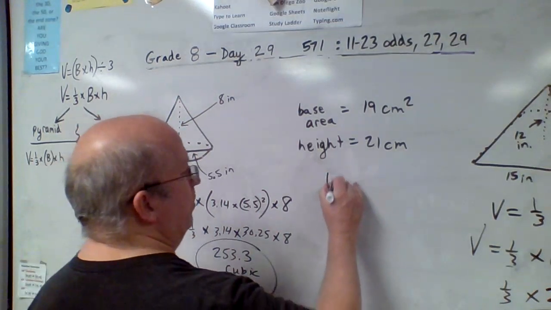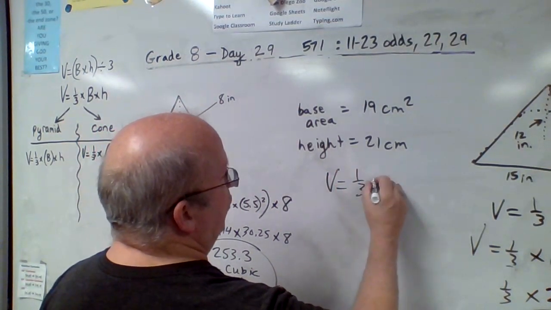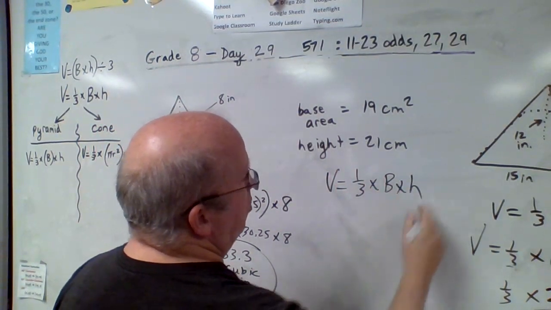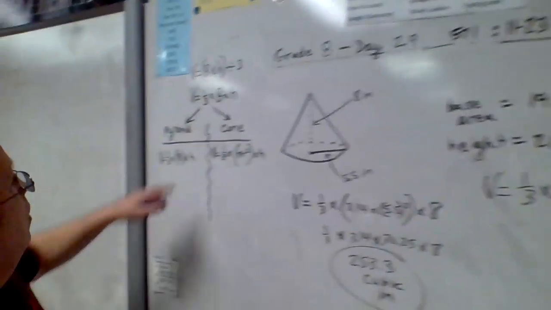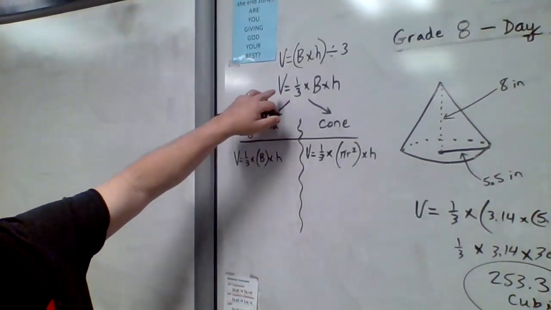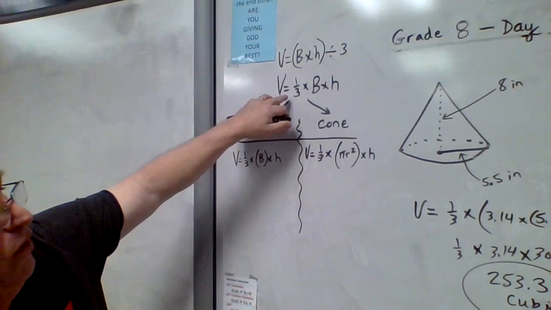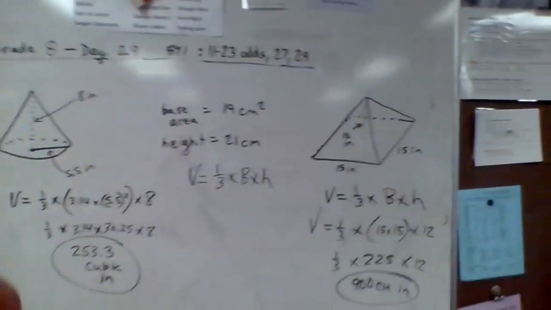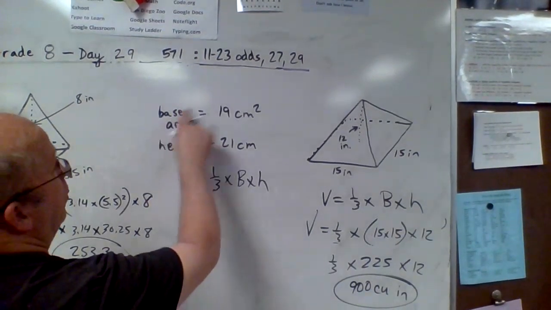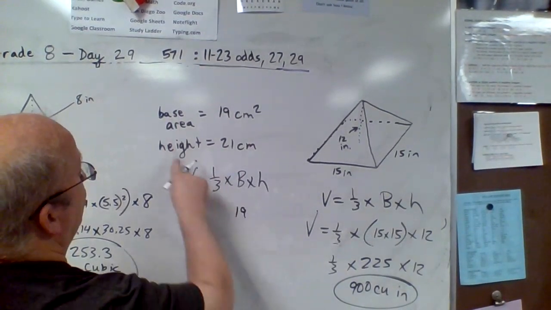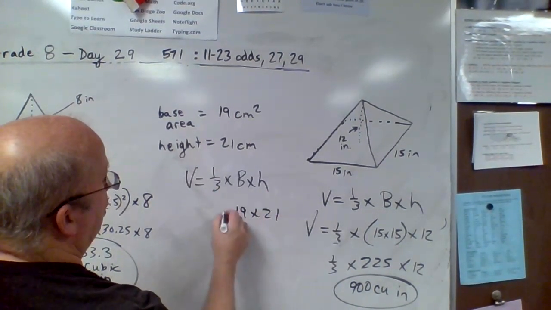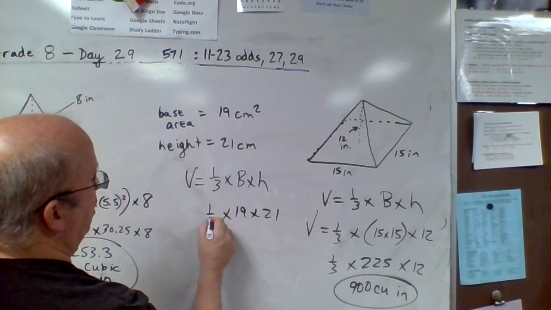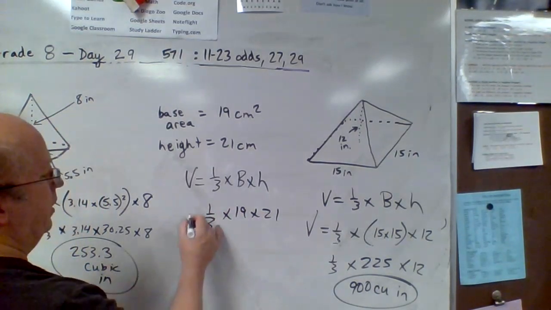Well, let's think about the formula. The initial formula for all of these problems is 1/3 times base times height, right? Remember we said that right over here? 1/3 times base times height. Doesn't matter if it's a cone. Doesn't matter if it's a pyramid, right? Well, let's go back to this one. We know the base area is 19. We know the height is 21. Is this solvable? You bet it is.